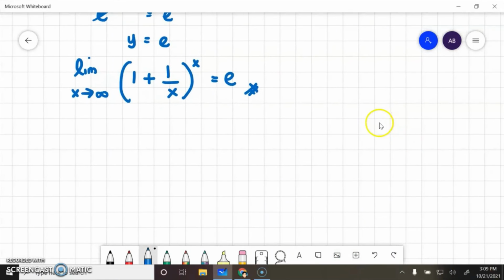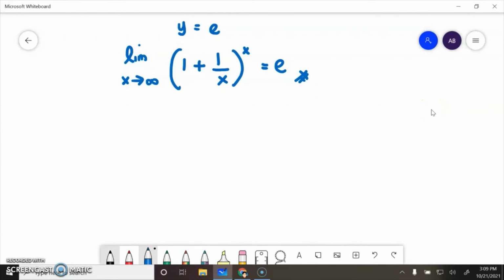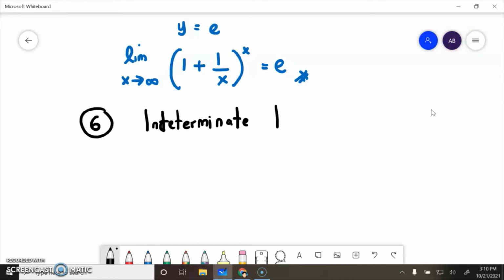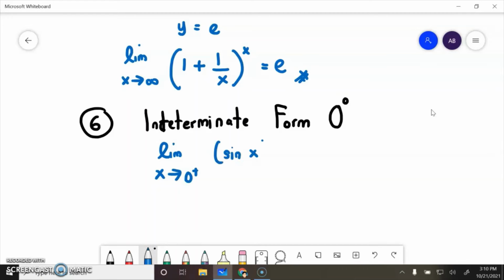The next example will be this one. It's the indeterminate form, it's hard to pronounce sometimes, indeterminate form 0 to the power of 0. Let's look at this example here: the limit as x approaches 0 from the positive side of sine x to the power of x.